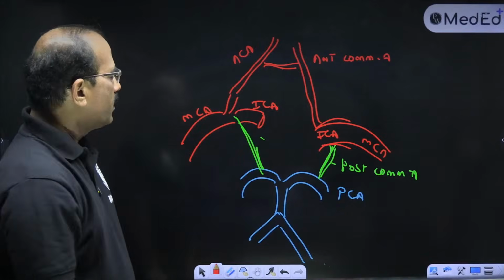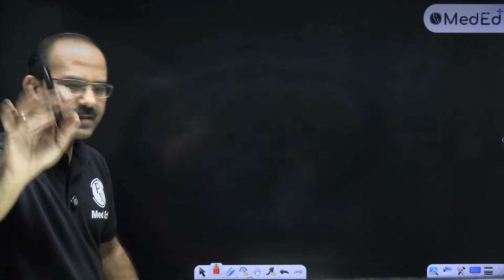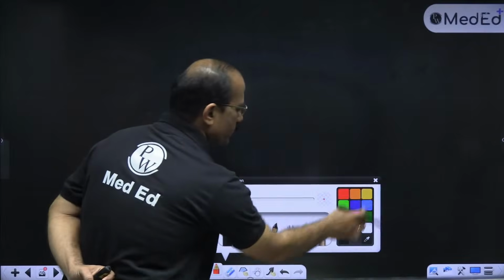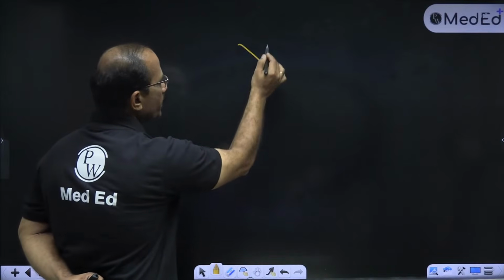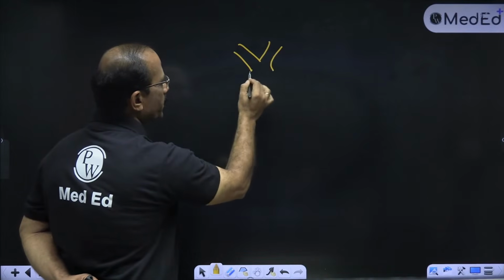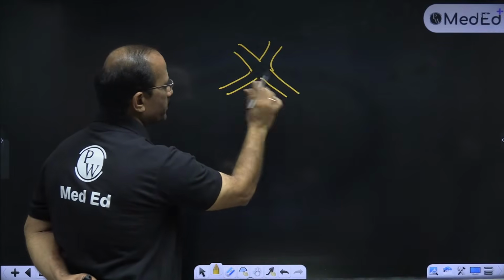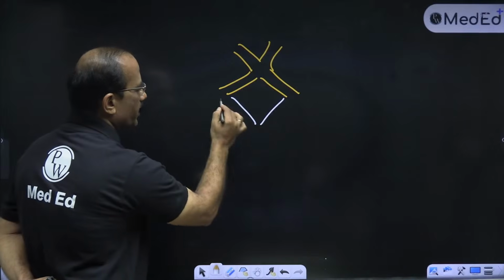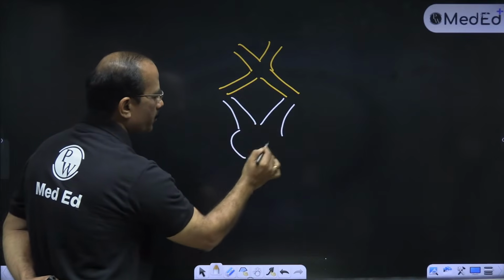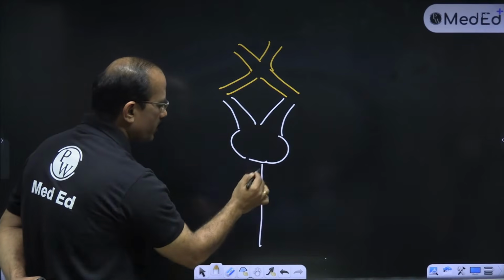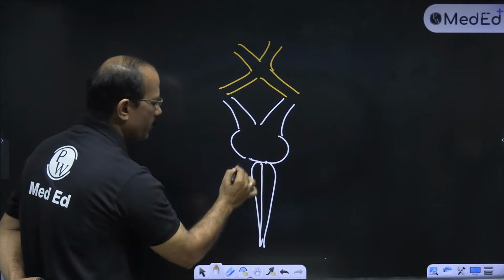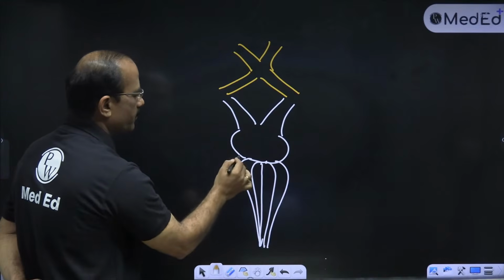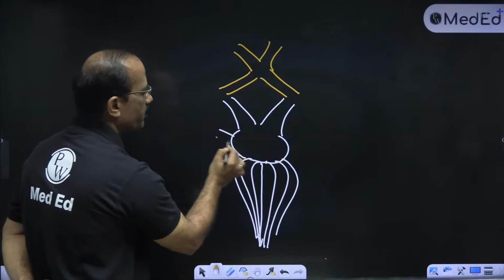Fine. Now, what is the location of circle of Willis? Just have a look at this. First you tell me, this is the optic nerve, optic chiasma. This is the optic tract. These are the crus cerebri, midbrain, pons, and medulla. Okay, fine.